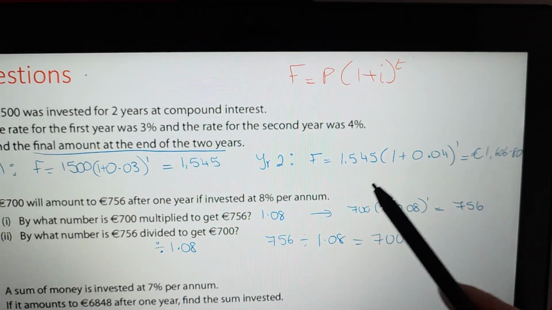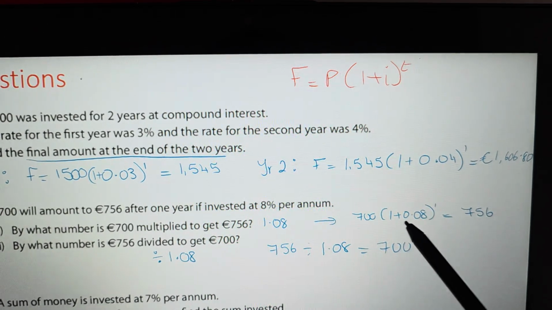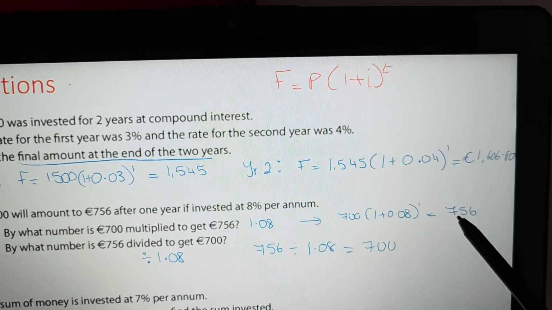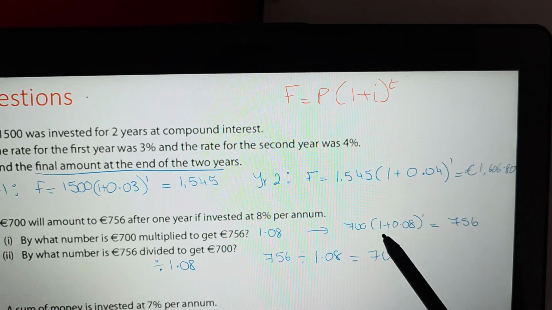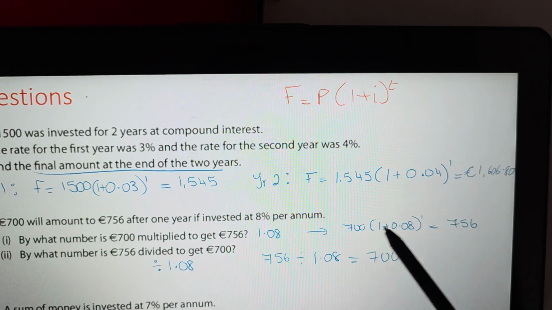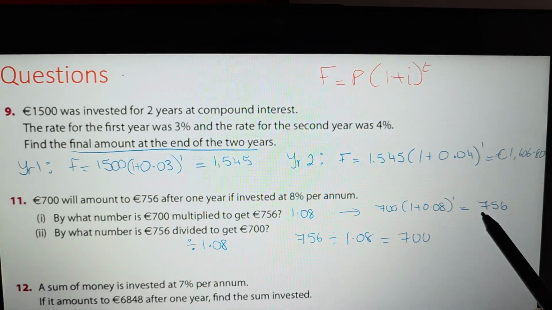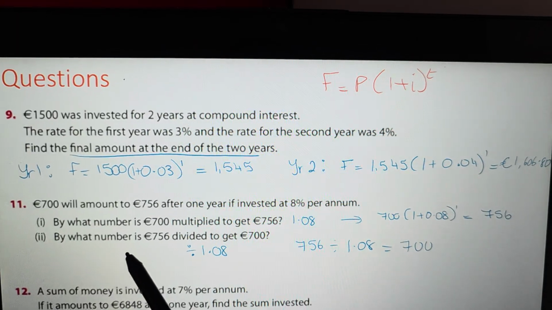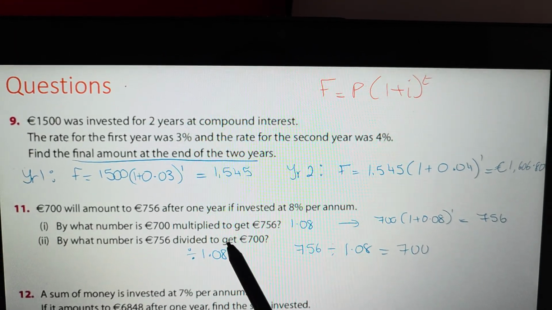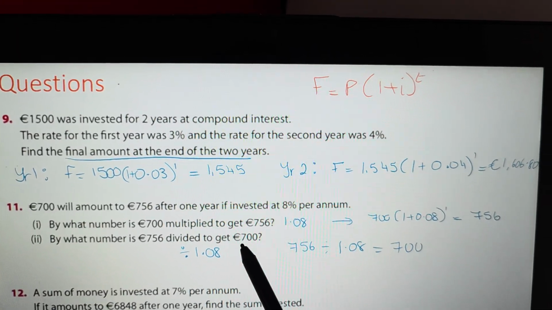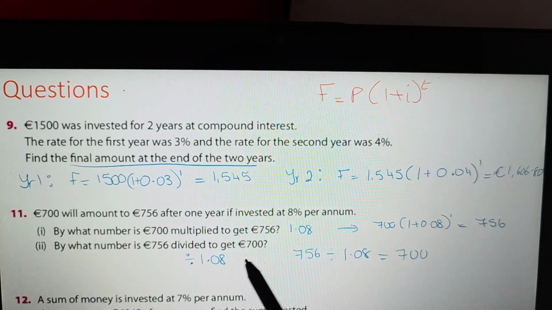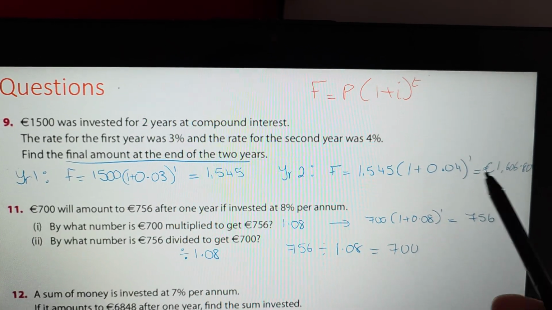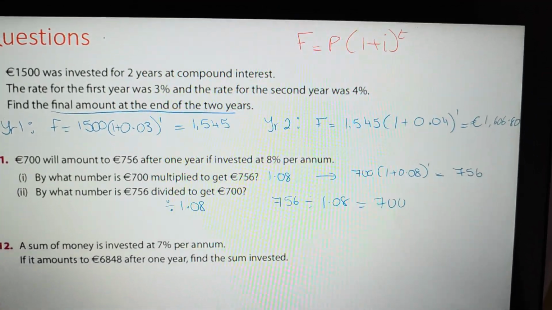You can check if that's correct. 700 multiplied by 1 plus the interest rate will automatically give you back 756. So that's how I figure out what number did I multiply 700 by to get 756. Then by what number is 756 divided by to get 700? Well, sure, it's divided by 1.08 to get back 700. Check it on the calculator and you'll get it out.